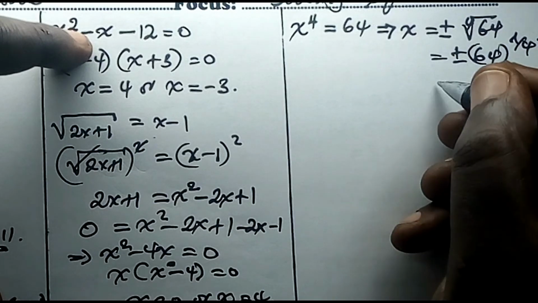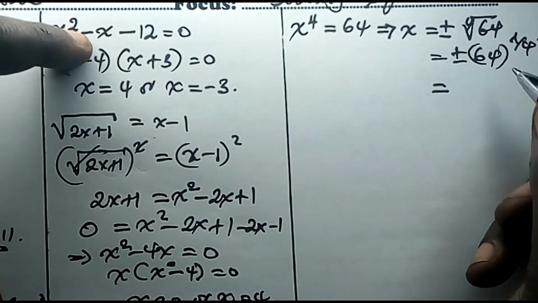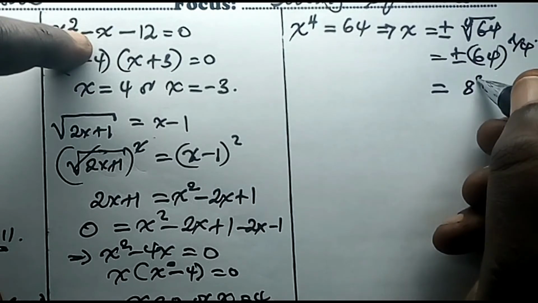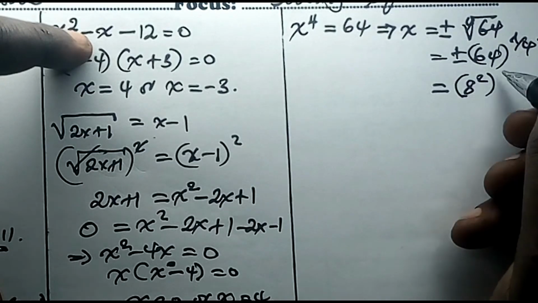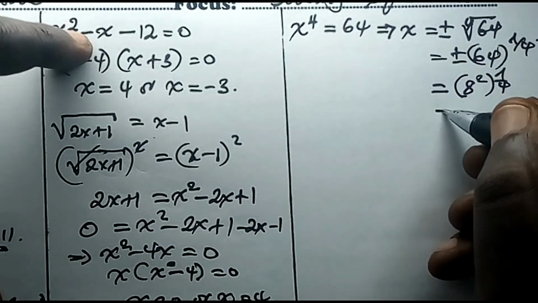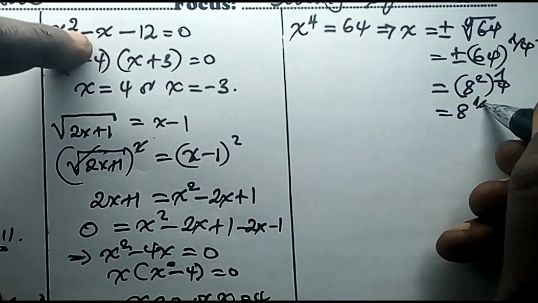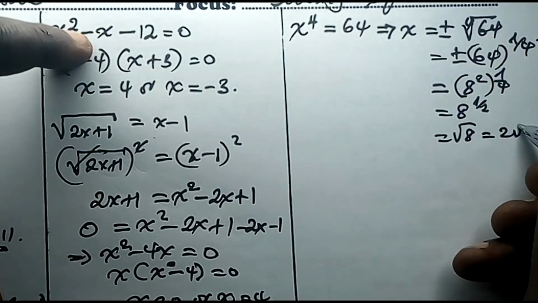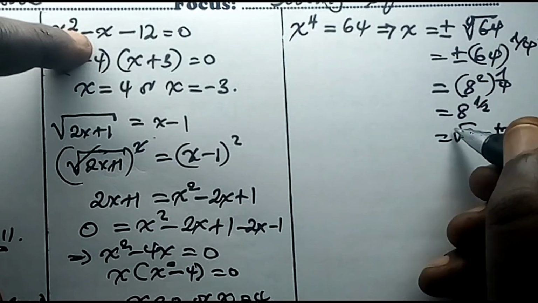And 64 is the same as 8 squared, to the power 1 over 4. And that would give us 8 to the power half. The root of 8 is simply 2 root 2, plus or minus.